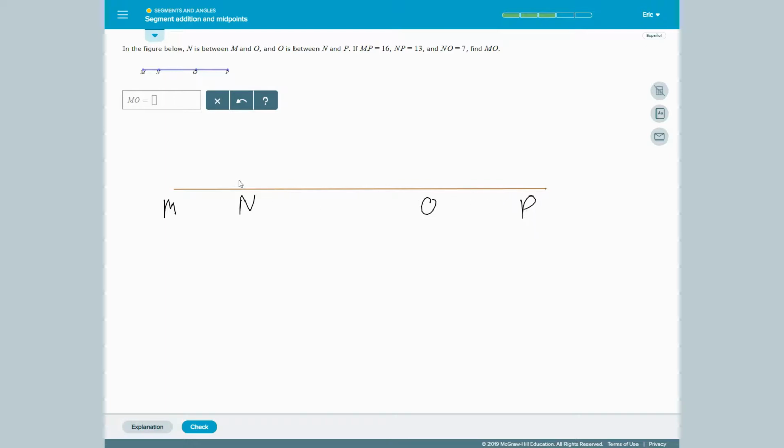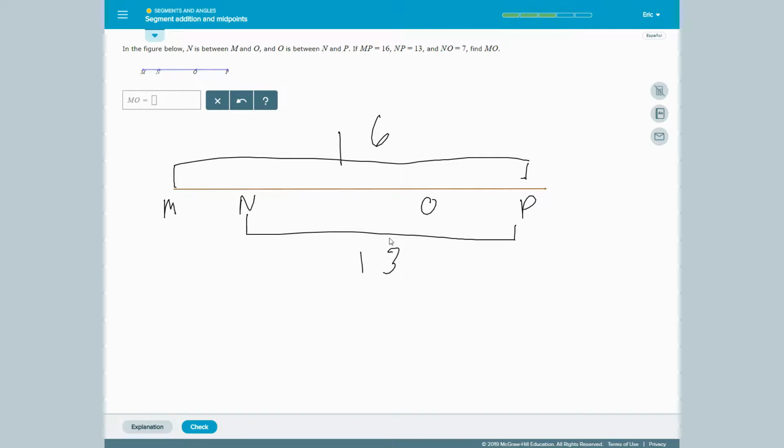P. So we are told that MP, from M to P, our entire line, is 16. We are told that NP, this part down here, is 13. So already going off of this, if the entire line is 16 and most of this is 13, we can automatically deduce that this small part over here is just 16 minus 13, which is 3. Why? Because 3 plus 13 equals 16. That's one part figured out.